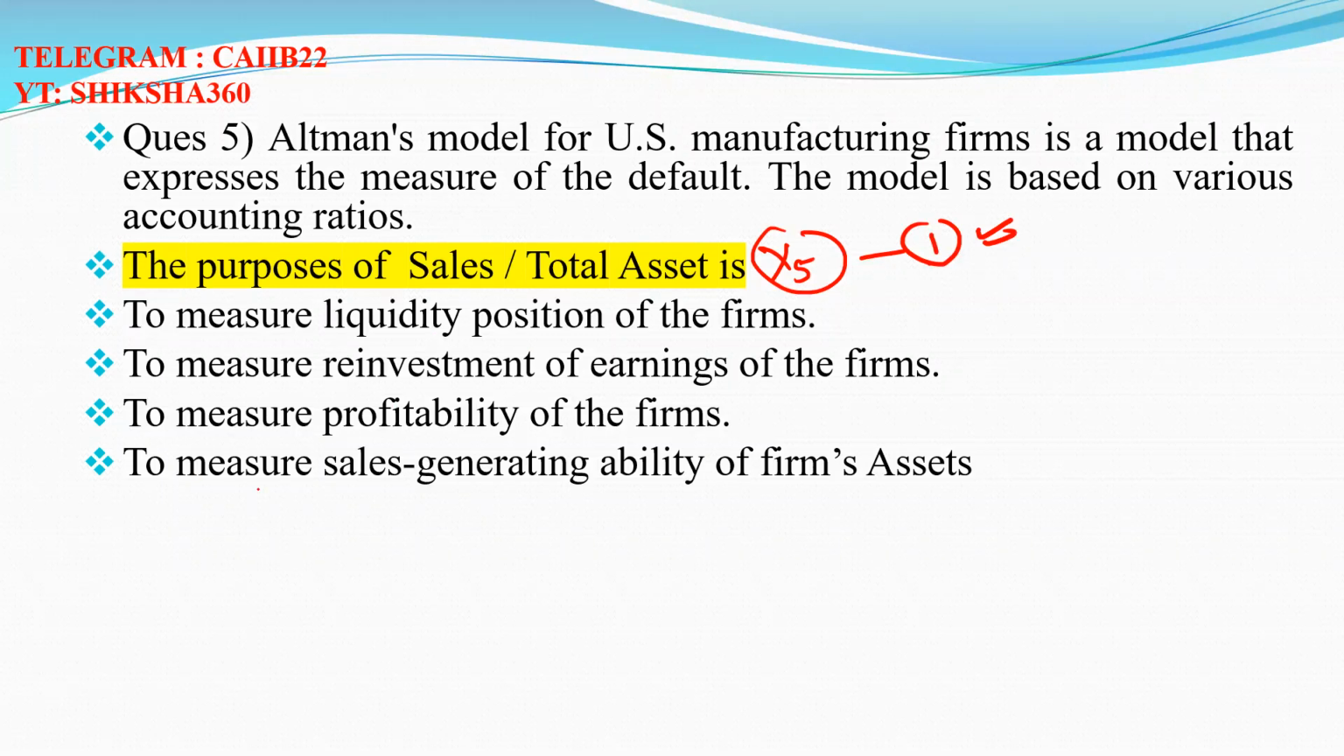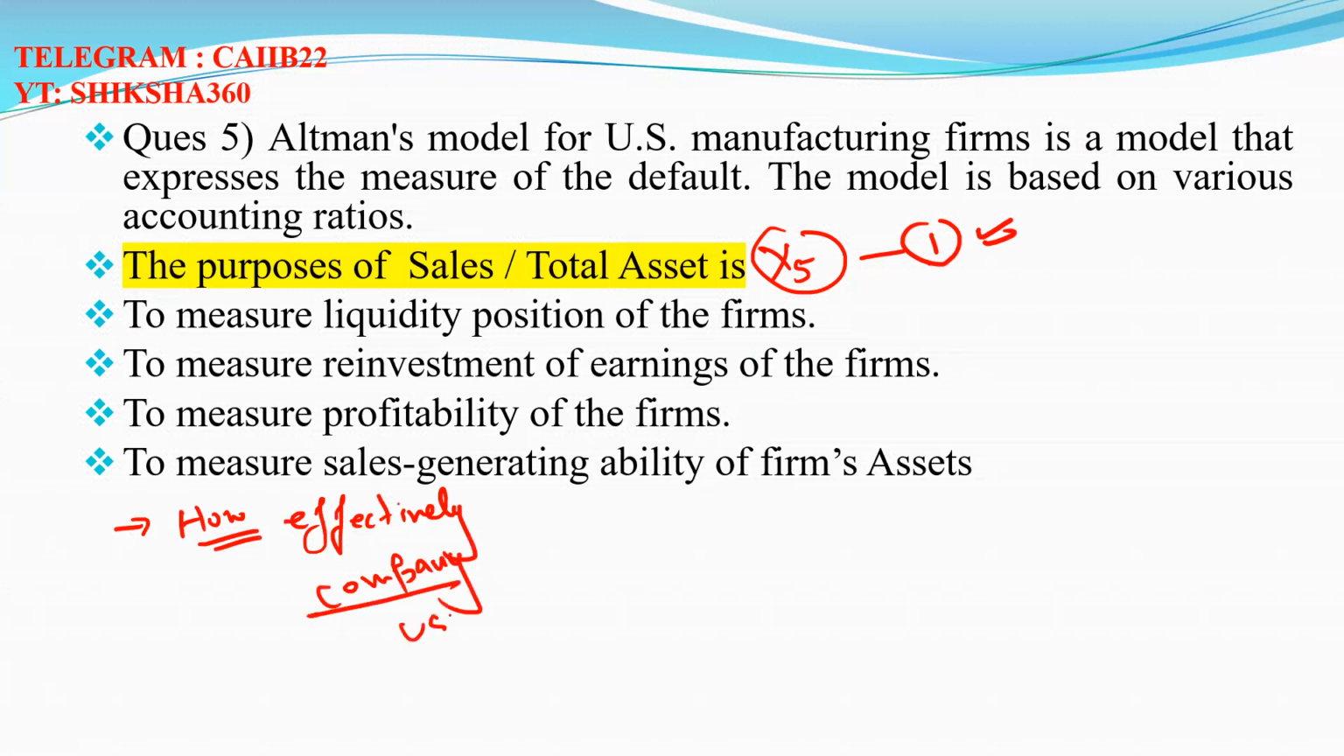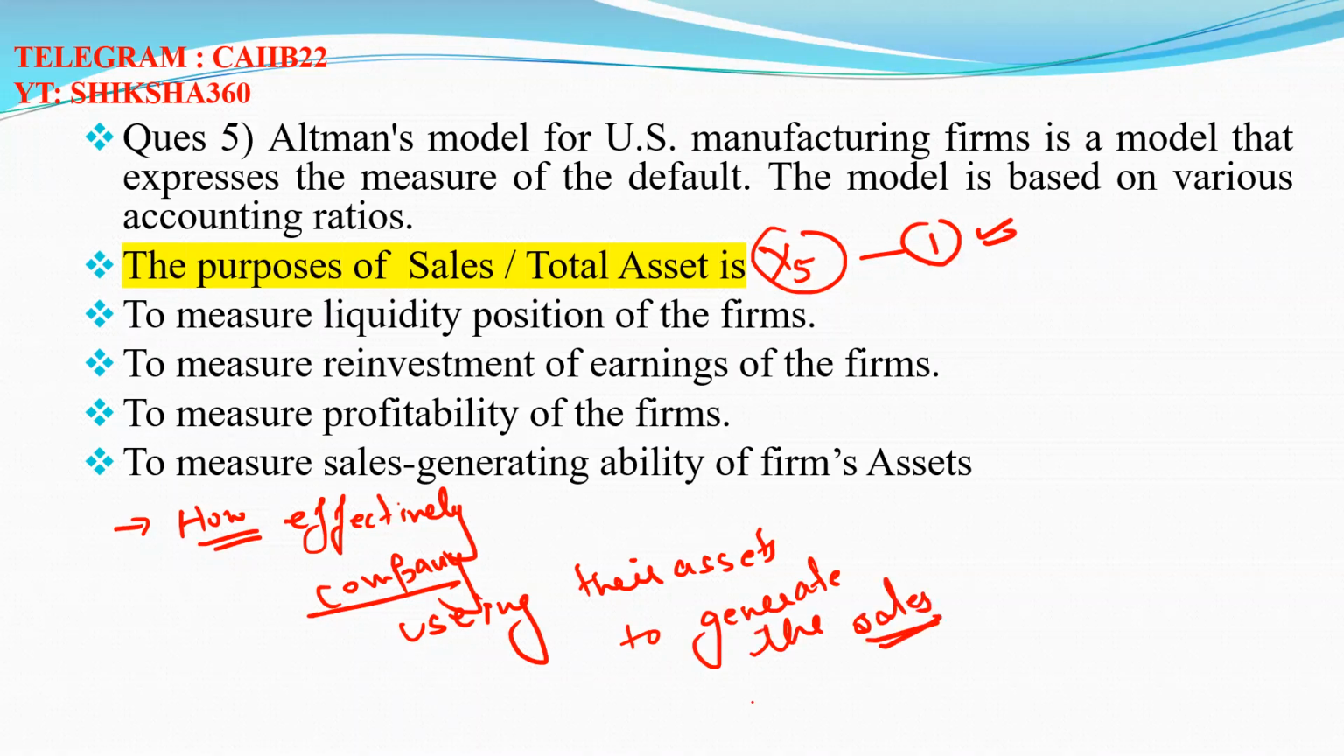Sales upon total assets tells the investor how effectively the company is using its assets. Using its assets for what? To generate the sales. Clear? So basically what it tells is how effectively the company is using its assets.